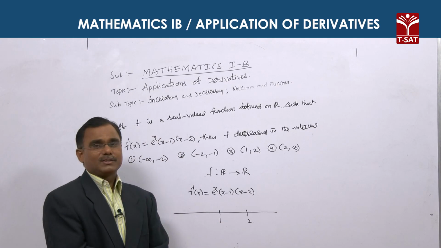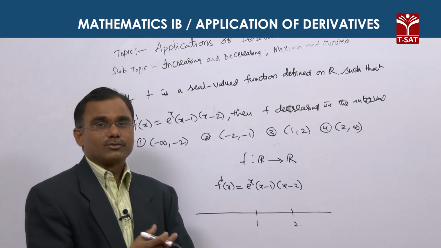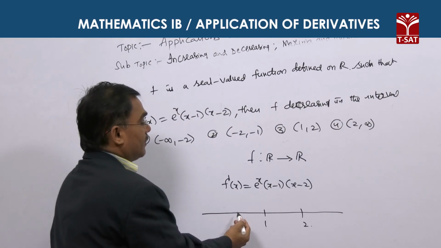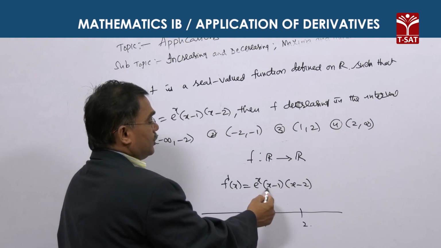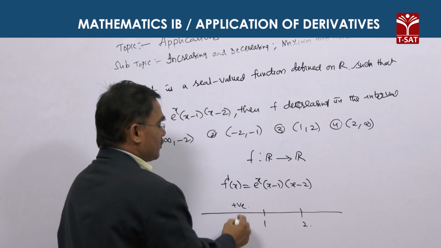Here f' is given directly, and the interval of increase is asked. So the wavy curve method can be used. Suppose x is less than 1, substitute 0. What is f'(0)? e⁰ is 1, then substituting 0 gives (−1) and (−2). In total, this is positive.